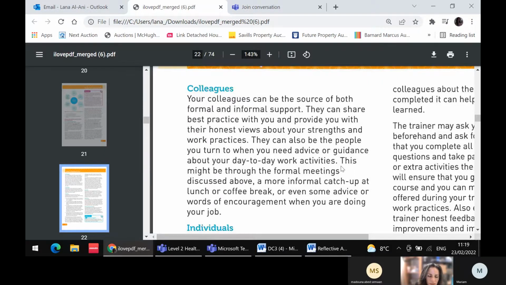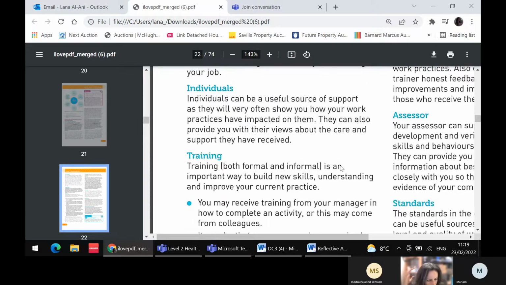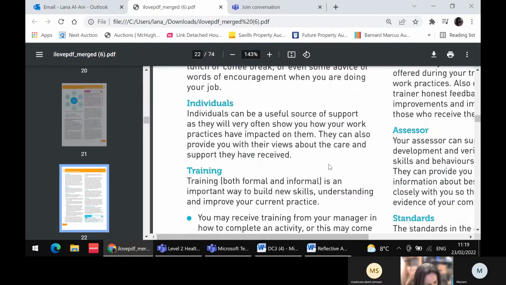Also, you can get information from the individual, like we said, the people you care for. The individual can be a useful source of support and information to improve your practice, because they can provide you with feedback about what you did correctly, how you did it, and how you can improve it next time, to match their needs.